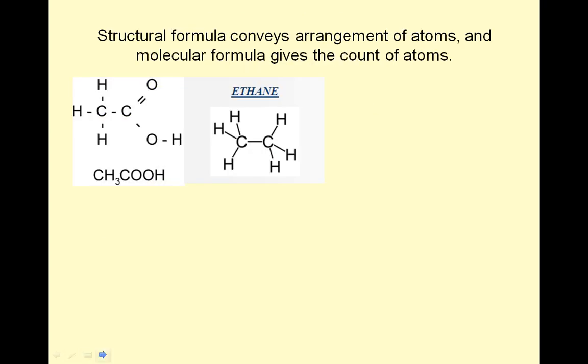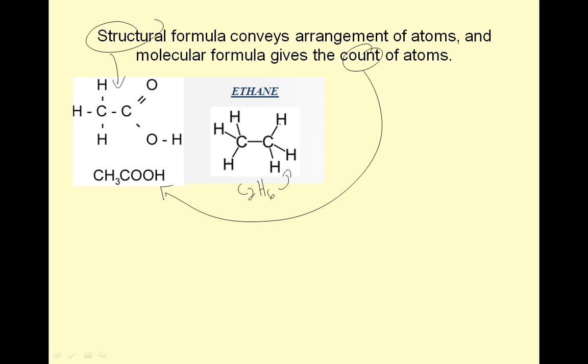So, I think I talk about double bonds next. Do I talk about double bonds soon? No. Okay, this is quick. Structural formula conveys the arrangement of the atoms. And molecular formula gives the count of atoms. So if I were to give you the molecular formula of ethane, I would just count 1, 2, C2. 1, 2, 3, 4, 5, 6, H6. Okay? You can't go from C2H6 to that yet, but maybe.